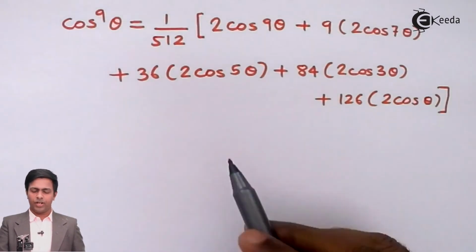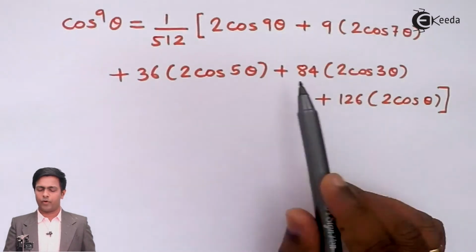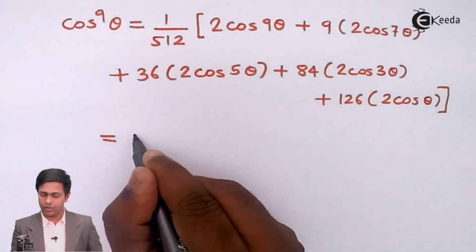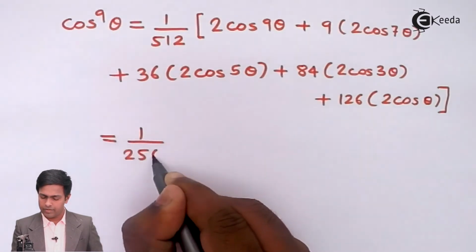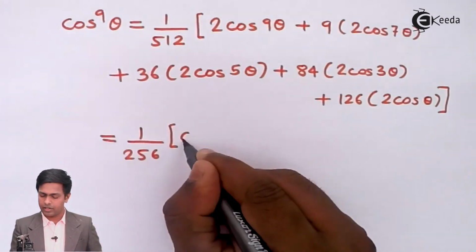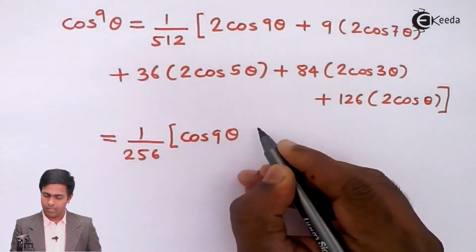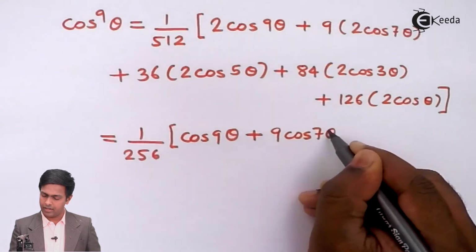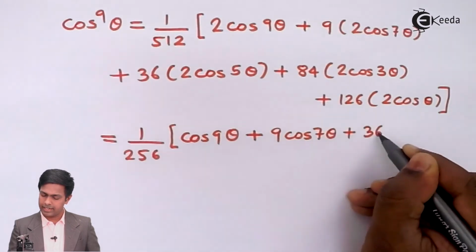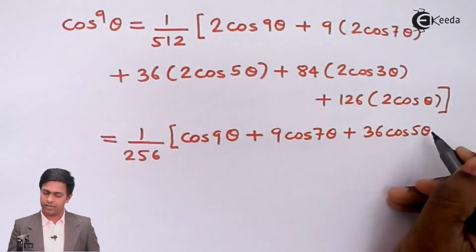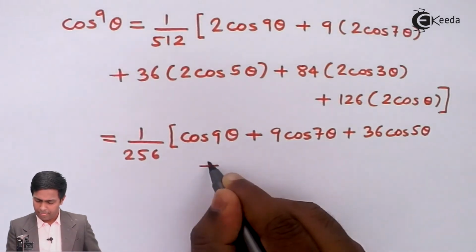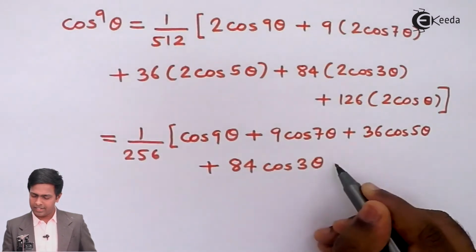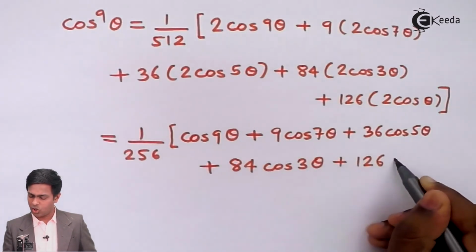So here we can take 2 common from all the terms, and by cancelling it with 512 we will get 1 upon 256. So here guys we'll get cos of 9 theta plus 9 cos of 7 theta plus 36 cos of 5 theta plus 84 cos of 3 theta plus 126 cos of theta.